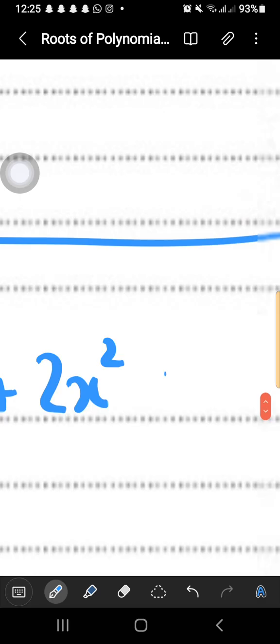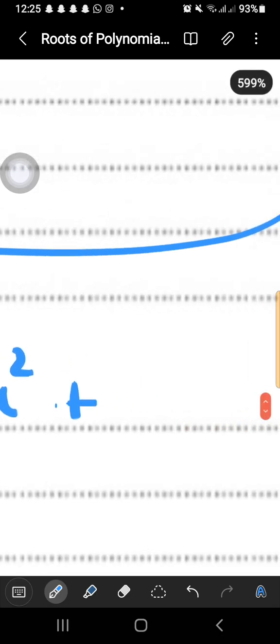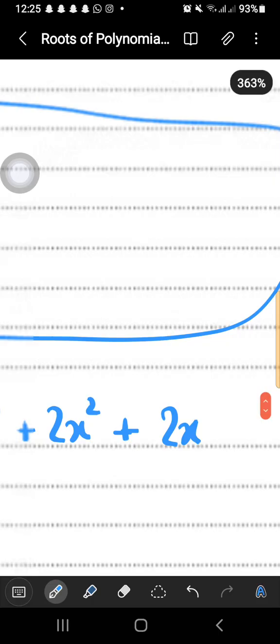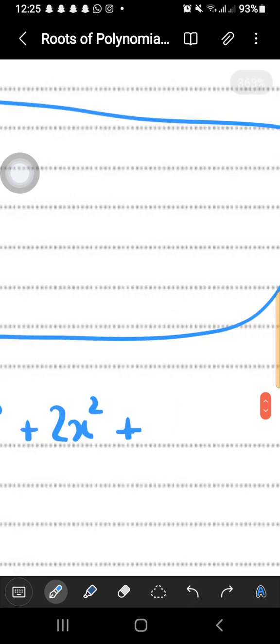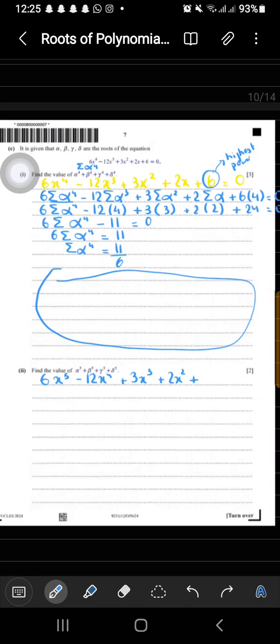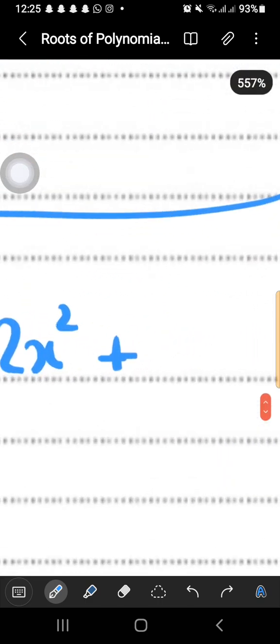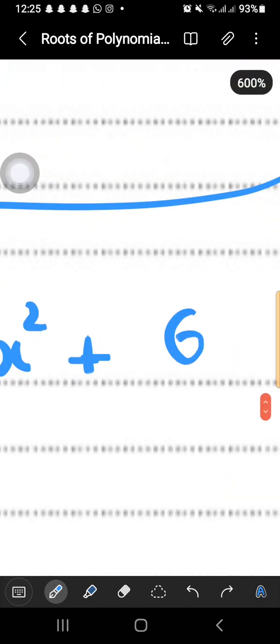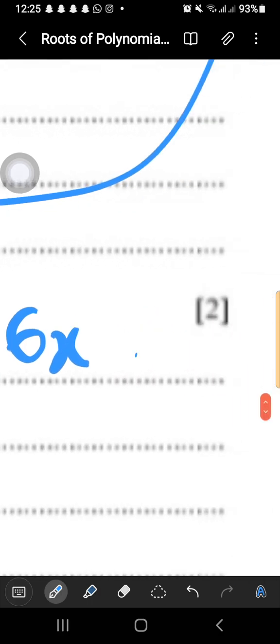Plus 2x... oh, why did I write it 2 times? 6x power 5 minus 12x power 4 plus 3x cube plus 2x square. Now we will write plus 6x is equal to 0.